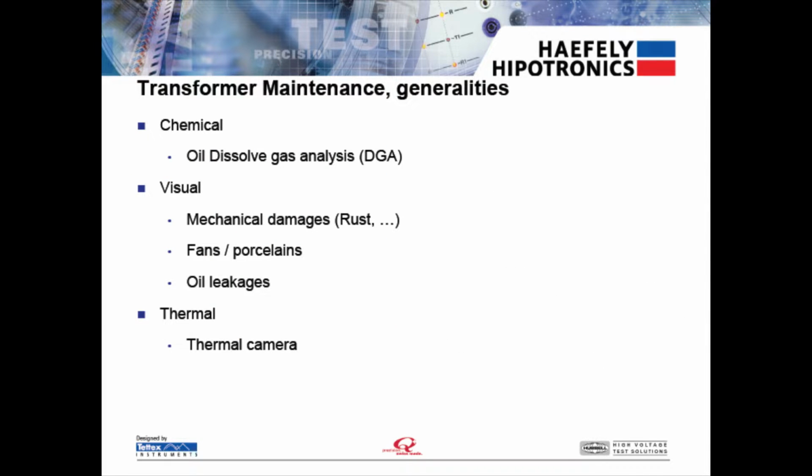So in general, when maintaining your transformer, there's three aspects. Well, four. Chemical, which is oil dissolved gas analysis or DGA. We don't actually make a unit that tests that, but I know that GE does. Individual inspections regularly check for mechanical damage, such as rust, to see if the fans and porcelain are cracked or broken, or present oil leaking, etc. You can also do thermal inspections with a thermal camera, and they can reveal cold and or hot spots.